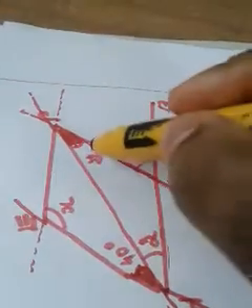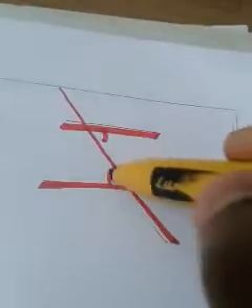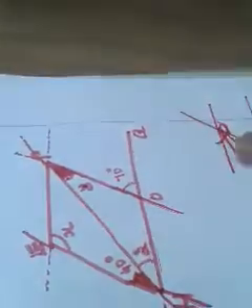That means if this is 40, this y also should be 40. Just like this, two parallel lines and a transversal: the alternate interior angles so formed are equal. The same case we are going to apply here. Two parallel lines and a transversal: the alternate interior angles so formed should be equal.